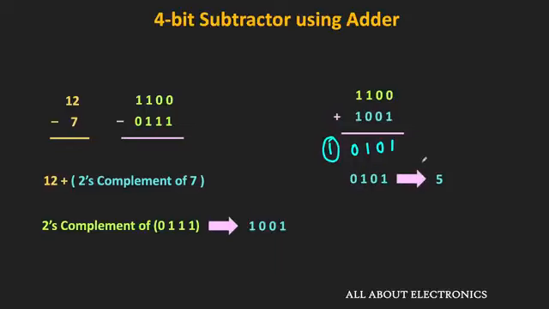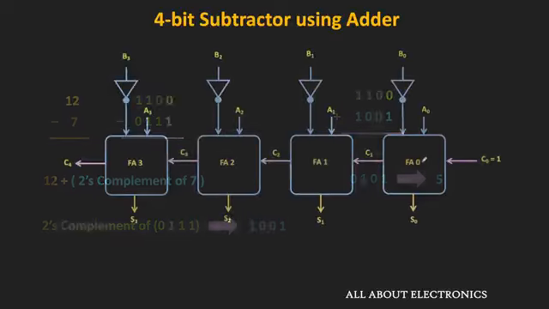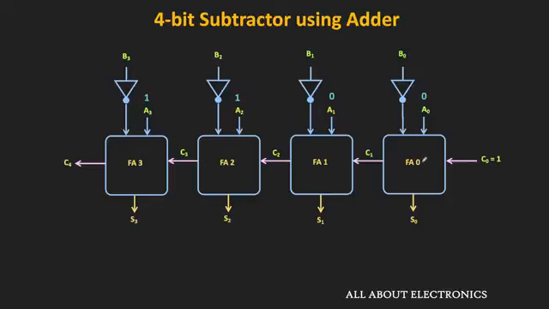So let us see how the circuit performs the same operation. Here, the one number is 1100 or the 12, while the second number is 7, that is equal to 0111. Once it is passed through the NOT gate, all the 0's will get converted to 1 and the 1's will get converted to 0. And here, this incoming carry to the first adder is equal to 1. That means now, this 0 plus 1 is equal to 1. So the output of the first adder is equal to 1, while the outgoing carry is equal to 0.